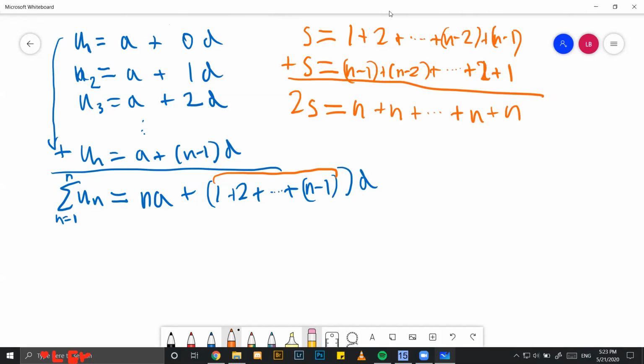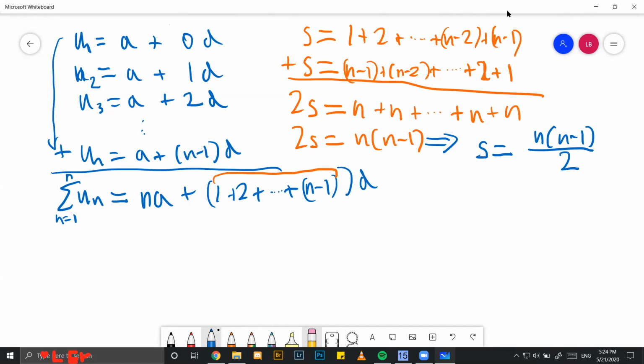And how many n's are there? Well, there are n minus 1 n's, because you know that there are n minus 1 terms. So there's 1, 2, 3, all the way up to n minus 1. If you were to count all of them, you would have n minus 1 of them. So you have n minus 1 n's. If you were to write this out again, it'll be 2S is equal to n times n minus 1. And this we can rewrite as S is equal to n times n minus 1 over 2.